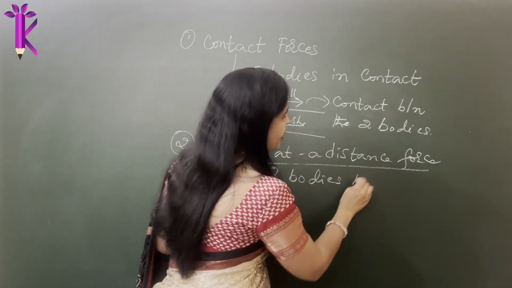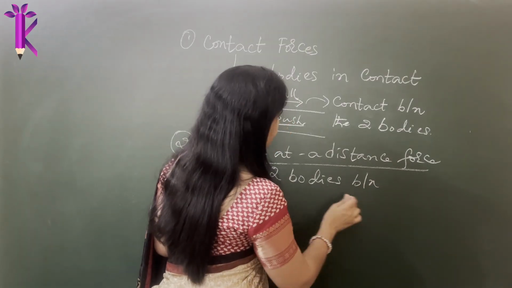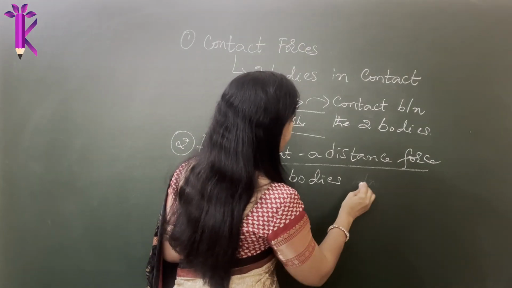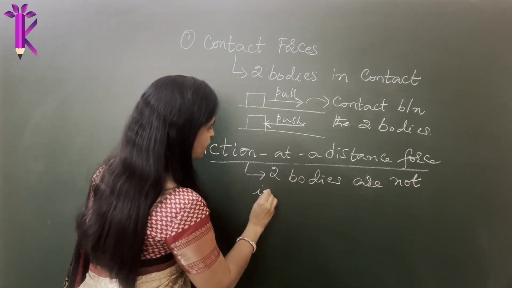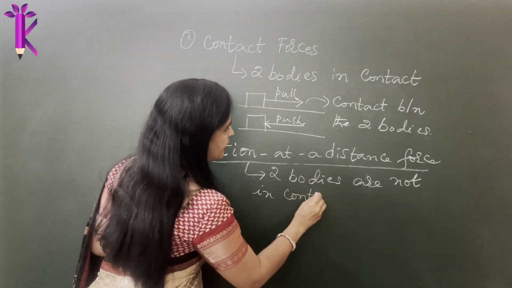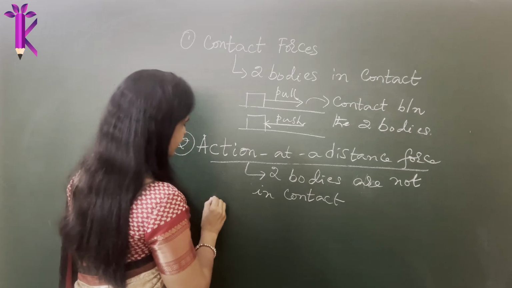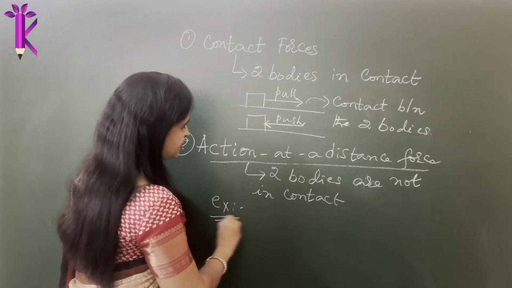They were acting at a particular distance from each other. Such forces where the two bodies are not in contact at all are called action at a distance forces. What are the examples for such kind of forces?